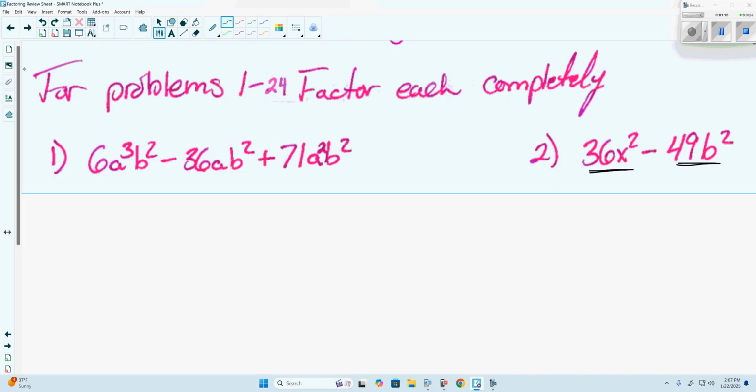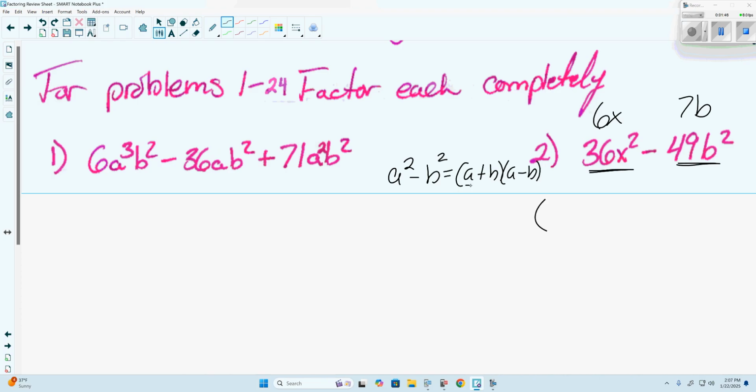Now what times itself is 36? 6, and then x squared would be x. Now what times itself is 49b squared? 7b. So this is indeed a difference of perfect squares. So a squared minus b squared is a plus b times a minus b.